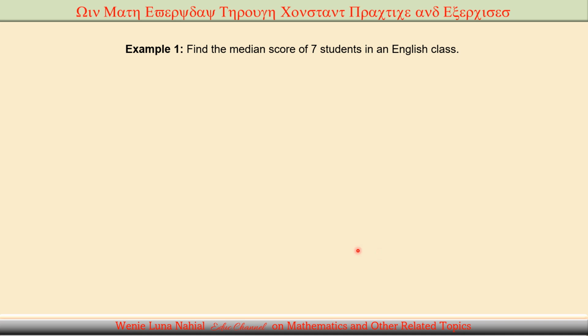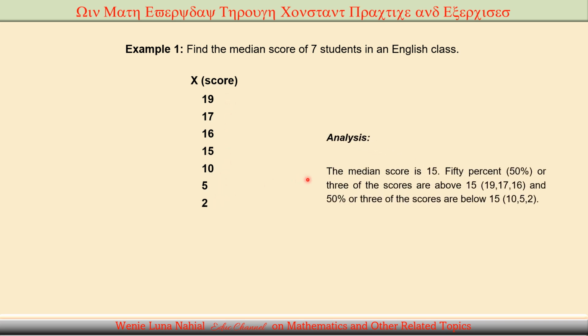Example: find the median score of 7 students in an English class. So these are the scores. You have to arrange the numbers first. Now it is already arranged and the middlemost score is 15 because we have 7 scores here. So 15 is the median. Three of the scores, 16, 17, and 19, are above the median, and the other three scores, 10, 5, and 2, are below the median.